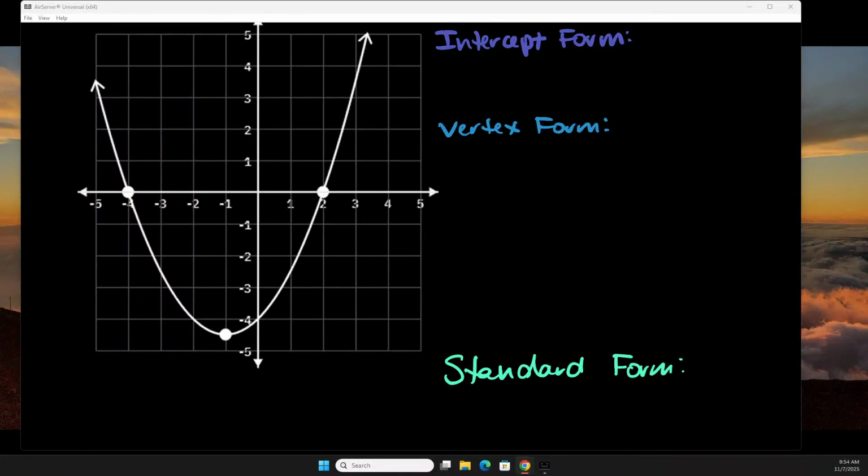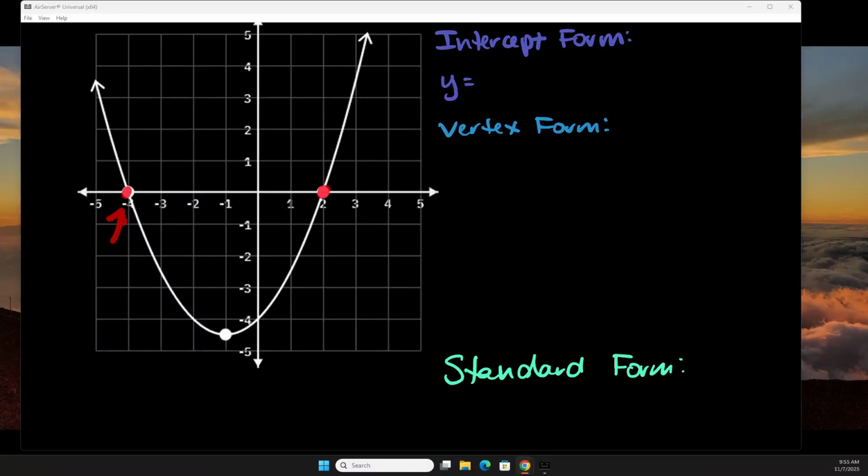So I wanted to do a quick example before you did your "Can You Match My Parabola" activity. And so we are going to write the equation for this parabola in 3 different ways. The first way we're going to do is intercept form. So for intercept form, you use the x-intercepts.